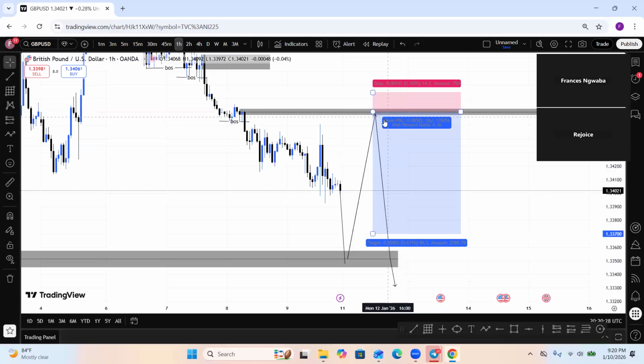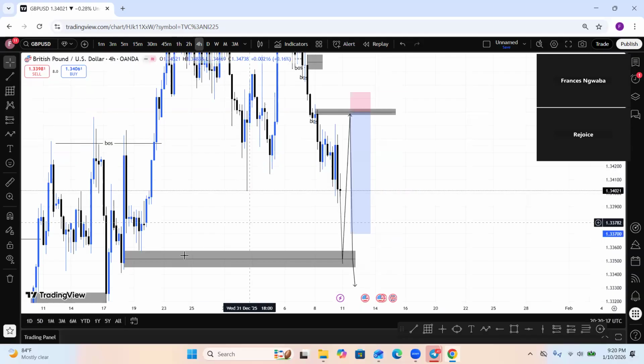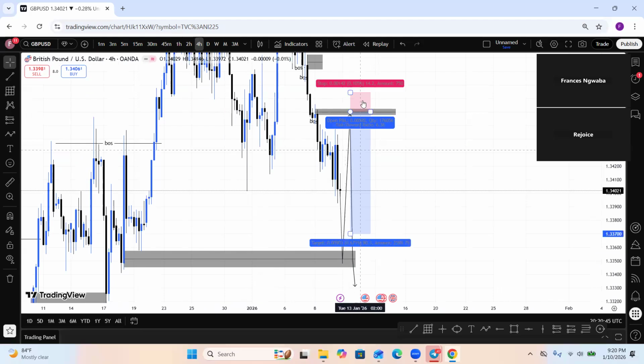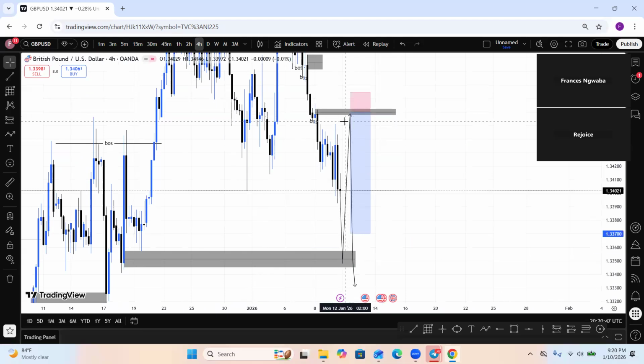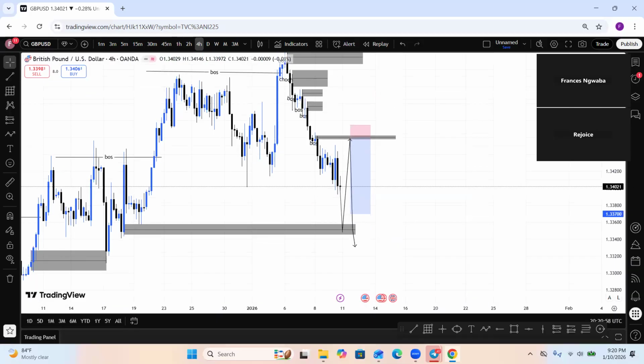Yes. I said anytime you see something like this, it means that we're waiting for price to get to this level so we can sell. If we see something like what we had here, it means that we're waiting for price to come so we can buy. When it's below, it means that we're waiting for price to come to that level so we can take a buy. When your order block is above, it means that we're waiting for price to come to that level so we can take a sell. Do you understand me? Okay. So that's everything about order blocks and origin.